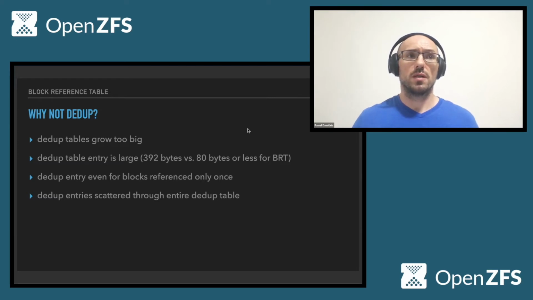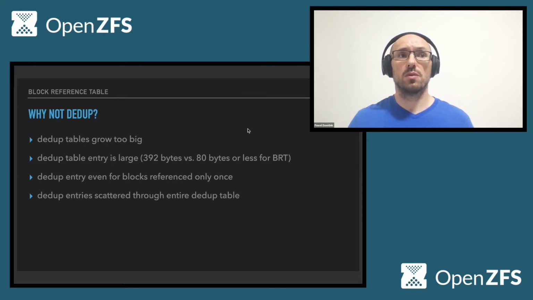With dedupe, the big difference is that in the dedupe table you most likely have a lot of entries that have only a single reference. This is not possible with the block reference table. There are no entries with a single reference. If there is a single reference, we just remove the entry from the block reference table. So the table only contains references that are actually meaningful, that reference blocks that are referenced more than once.